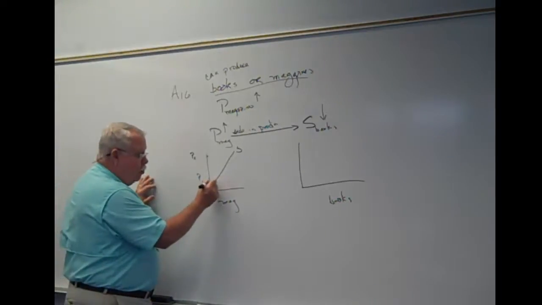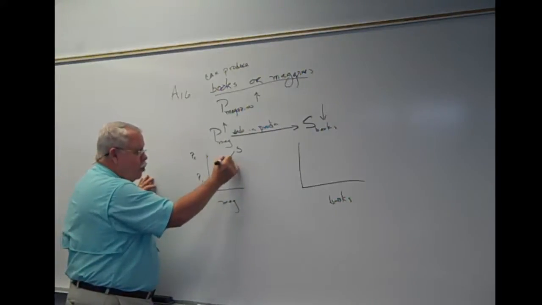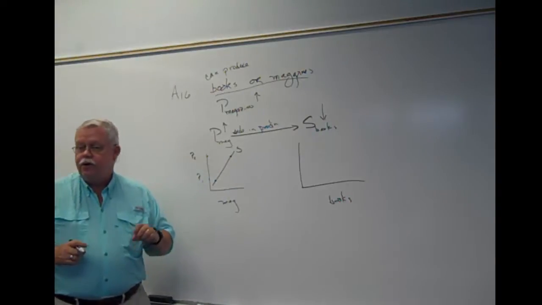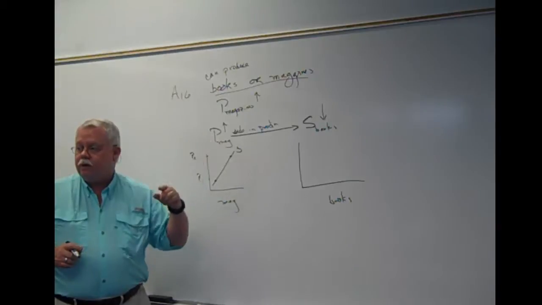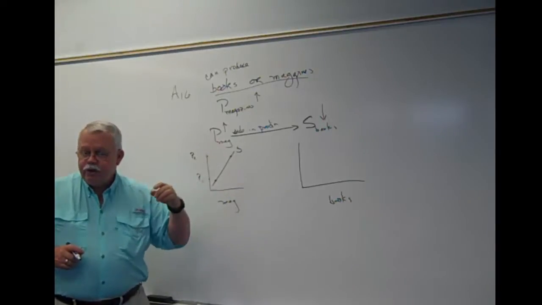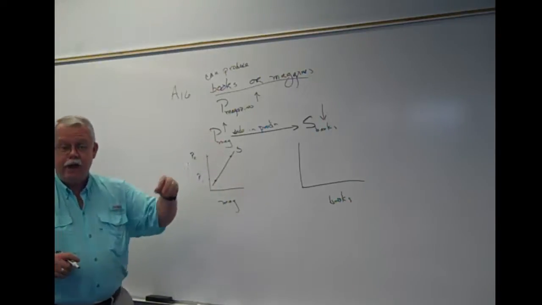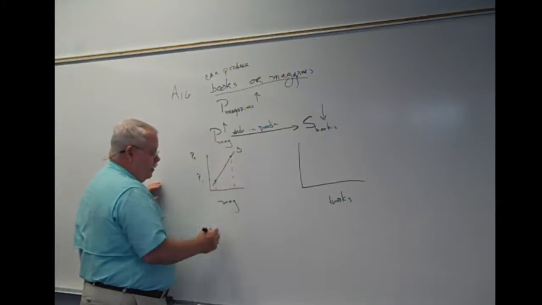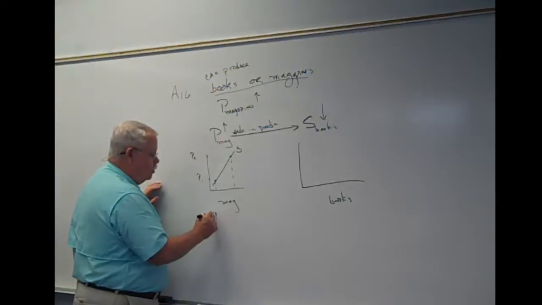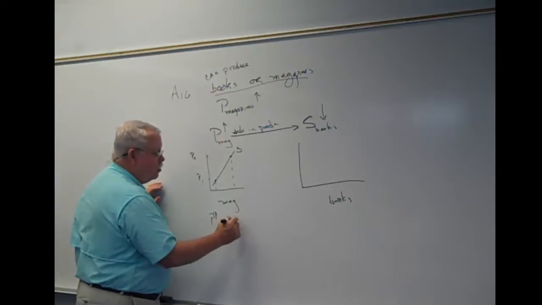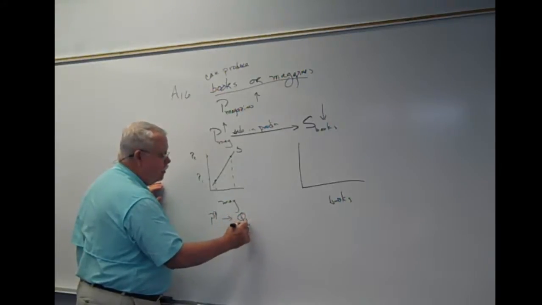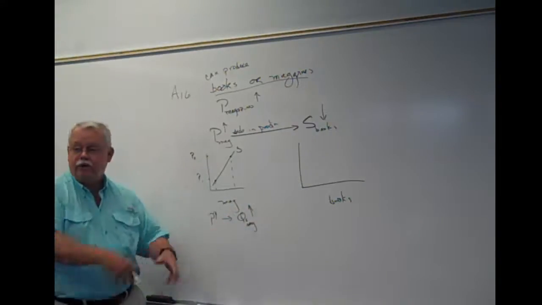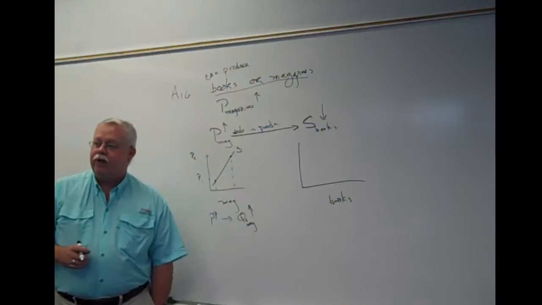So you go from one point on the curve to another point on the curve. What do we call that? When you move along the supply curve, a change in the quantity supplied. Okay? So over here, we're going to say that the price of magazines rose and that caused an increase in the quantity supplied of magazines. Price went up, so we decided to produce more.